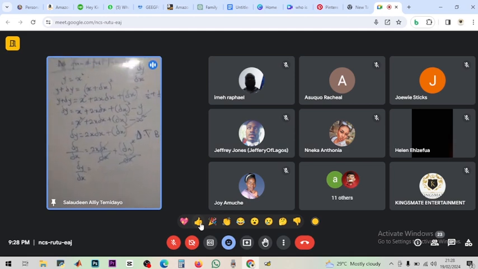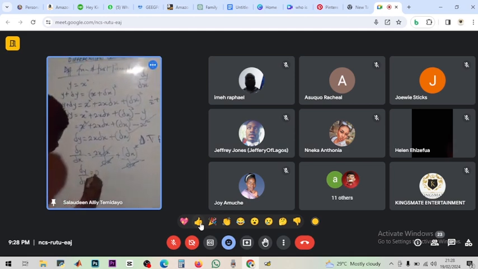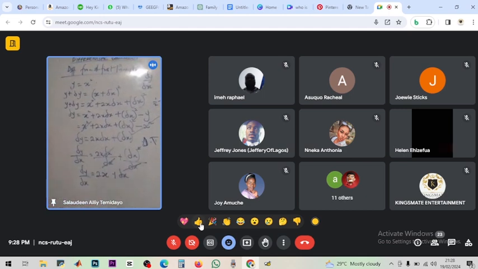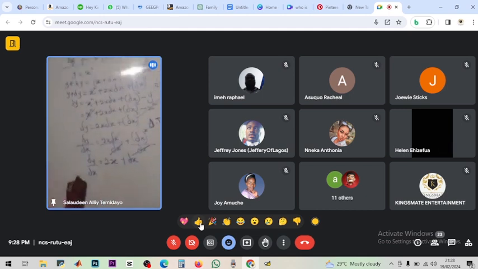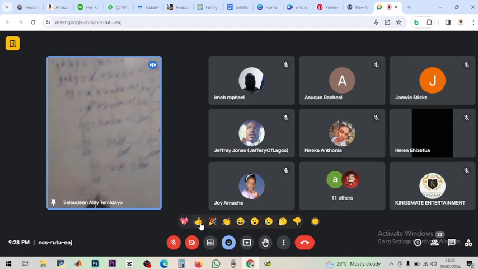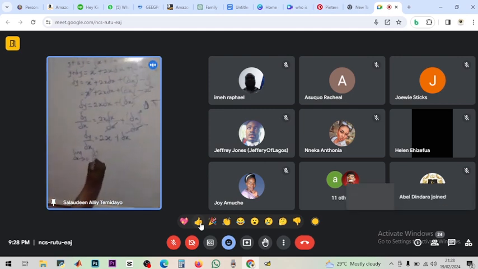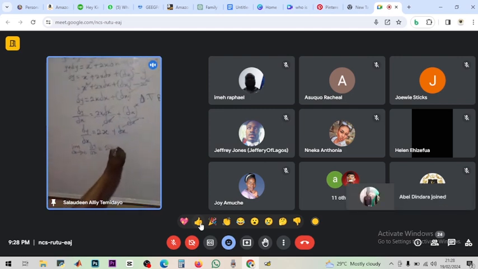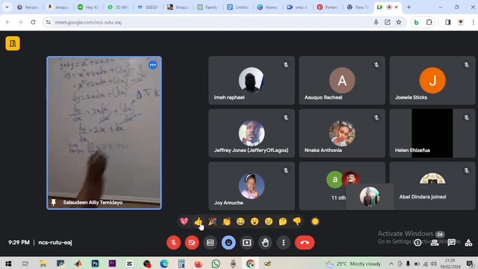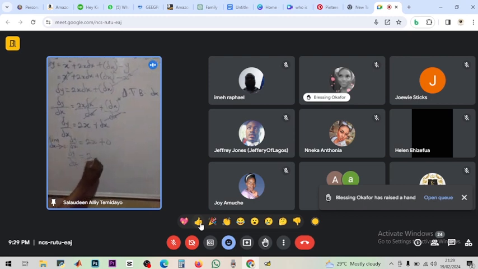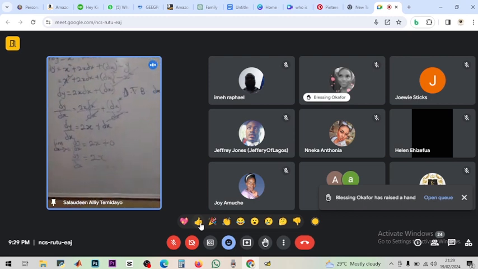This is where limit now works. That's why you study limit before calculus. We have 2x, no more dx here, plus dx. Now, you come here and write limit dx to 0. I will now have dy dx equals 2x plus, what is dx? 0. So dy dx equals 2x. That is the final.